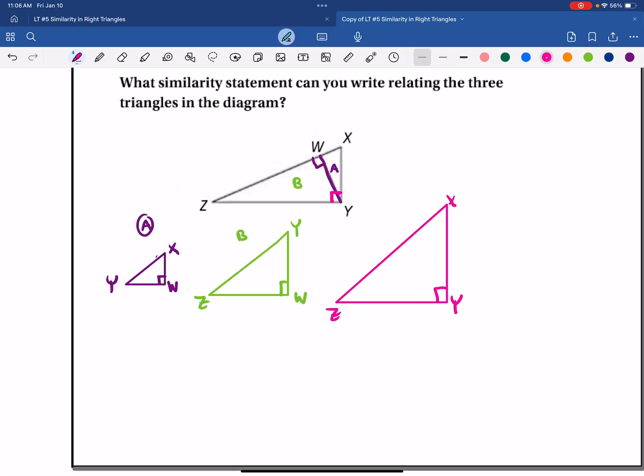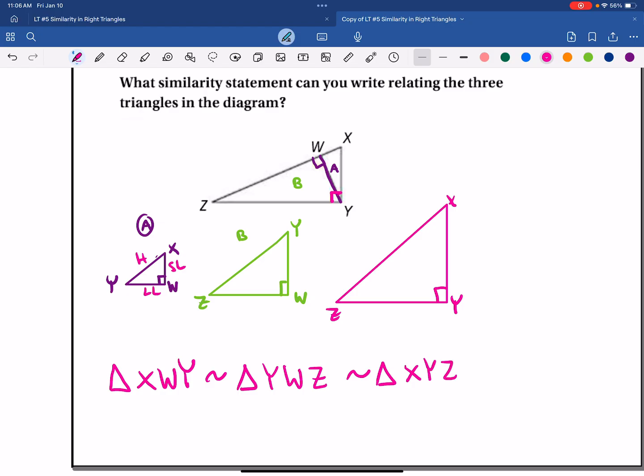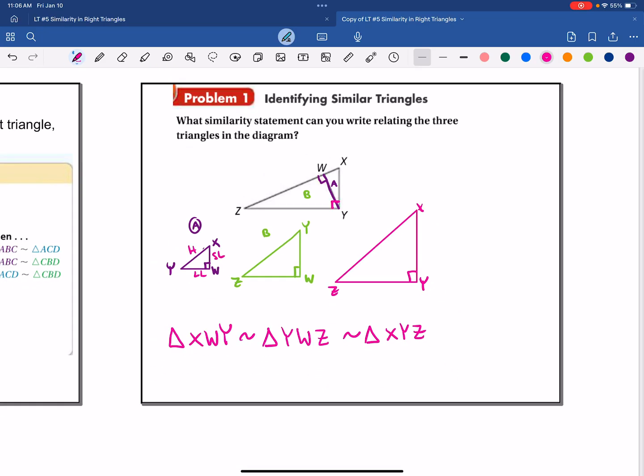That allows us to write a similarity statement. If I start with triangle XWY, it is similar to, going short leg to long leg to hypotenuse, and I would have to do the same over here: short leg YW to Z, is similar to triangle XYZ, because you have to align the corresponding parts. Sometimes with right triangles, it's easier to write it out and draw the three different triangles.